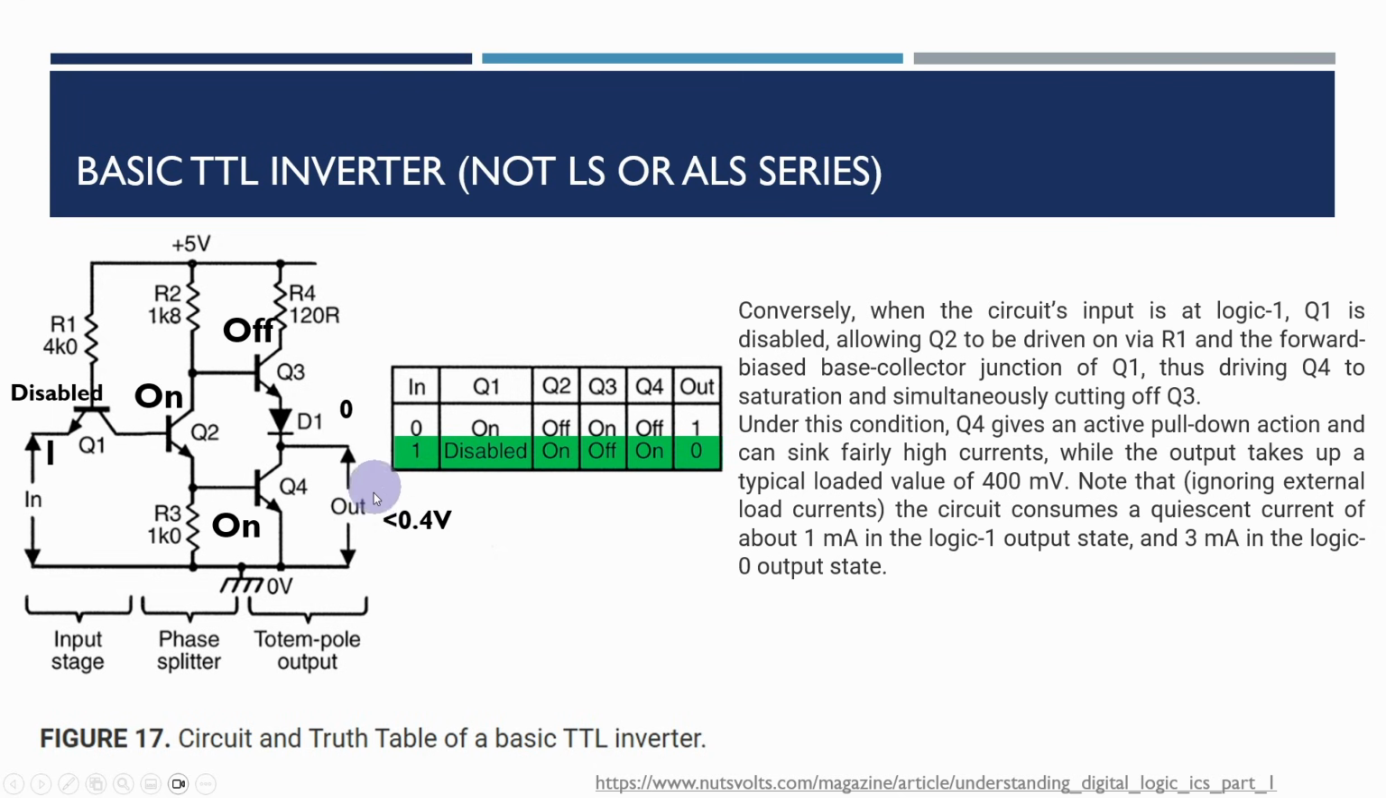So again, we don't get exactly 0 volts, we only get 0.4 volts. So this is the basic TTL inverter. Now TTL is the original logic series that came out in the mid-60s. The later series that we're going to be looking at, the LS and the ALS, had a slightly different, more sophisticated design, which allowed them to use lower power and to operate faster. But this is what we need to understand for how logic gates actually work at the low level.